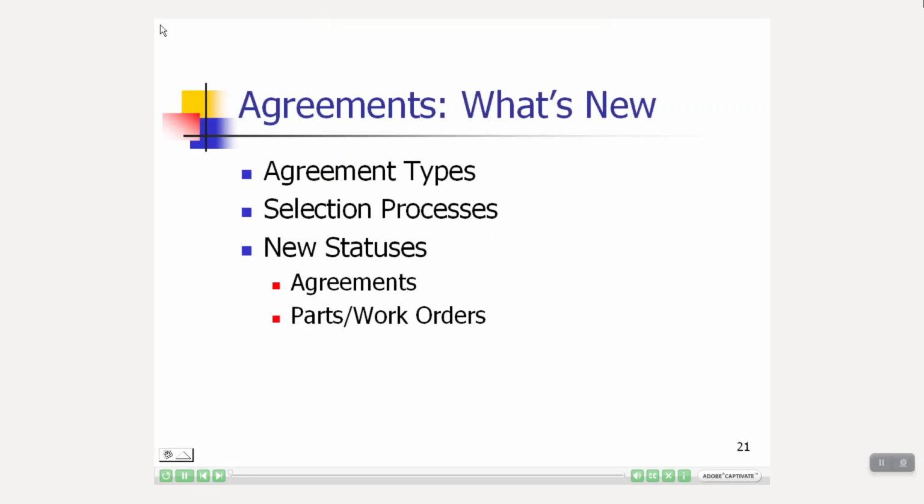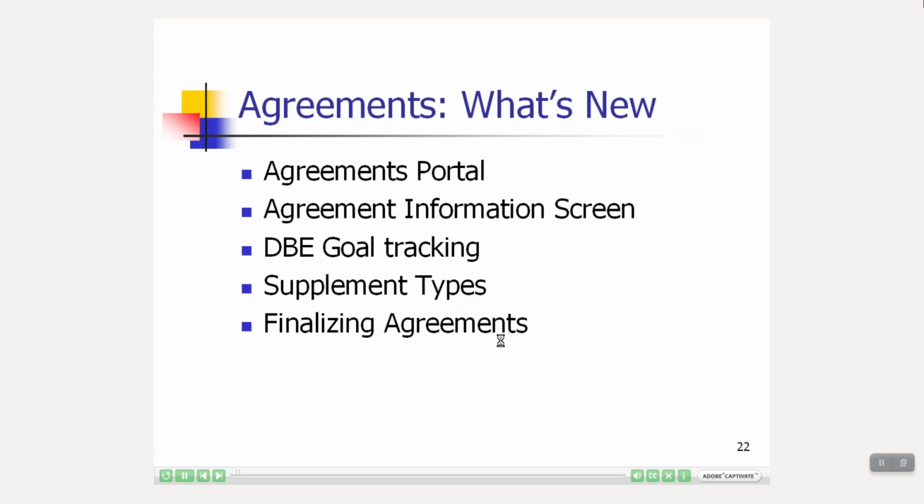In this next section, we're going to talk about what's new in ECMS 2 as far as agreements and agreement information. We'll talk about agreement types, selection processes, and new statuses that you'll see for agreements and parts and work orders. We'll also talk about how you can access information through the agreement information screen and searching for agreements through the agreement portal. We'll also talk about the DBE goal tracking information you'll see, some new supplement types, and finalizing agreements.